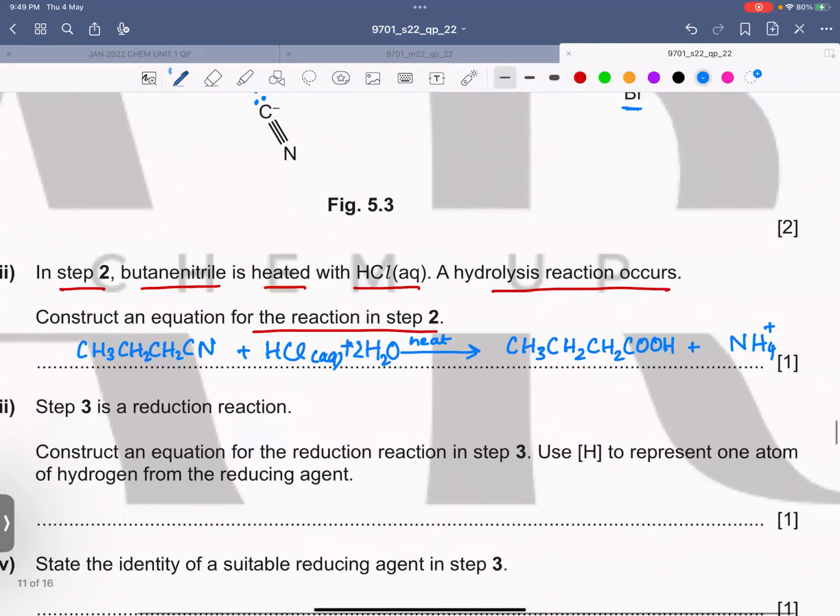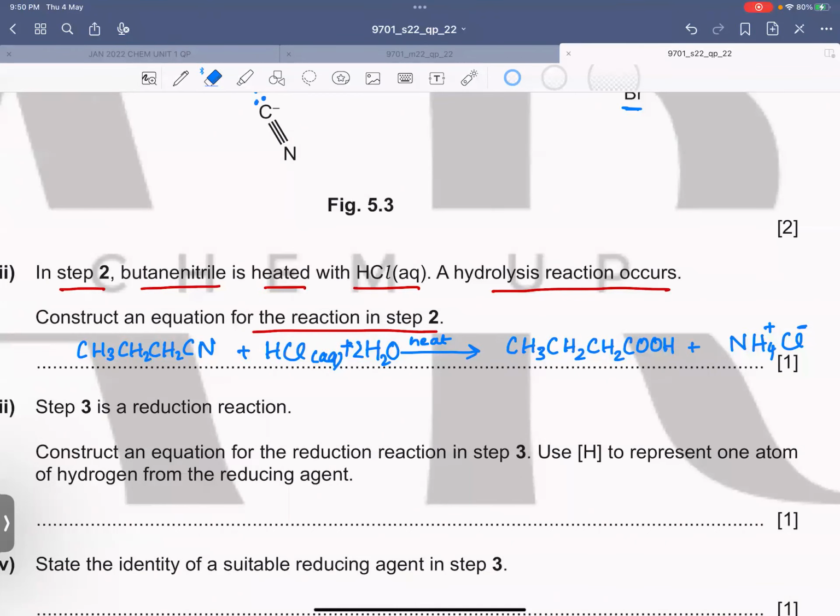So the ammonium ion must be bonded with the chloride ion to form ammonium chloride, because here we have HCl as well. So that would be your equation for the hydrolysis of a nitrile into carboxylic acid. Is this clear to everyone?